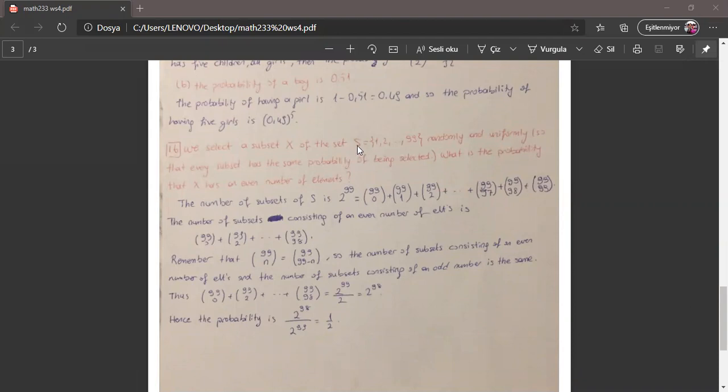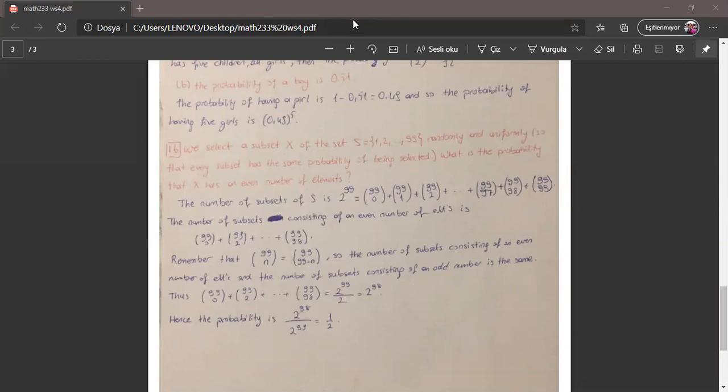Now here we have a set S. It contains numbers from 1 to 99, okay? And we choose subsets of it. We want to find the probability of selecting subsets with an even number of elements, okay? So what's the total number? By total, I mean the number of the subsets of S. It is 2 to the 99.